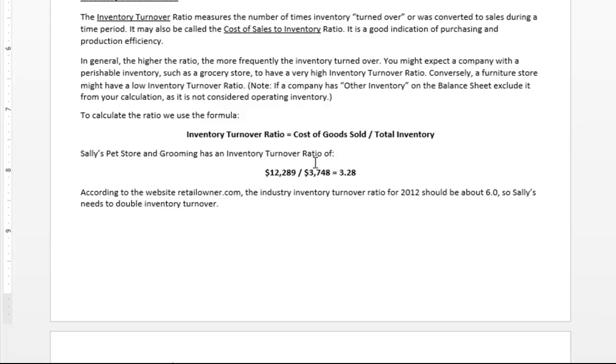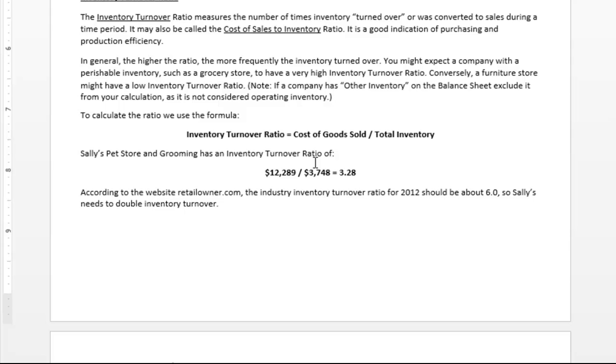12,289 divided by 13,748. And you get 3.28. So in this case, according to retailowner.com, the retail ratio should be about 6. So she's not moving as quickly as she could. But we're looking at her business as being new.